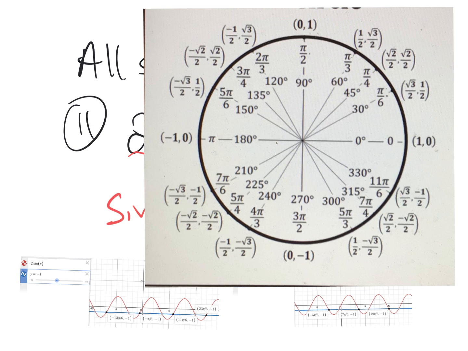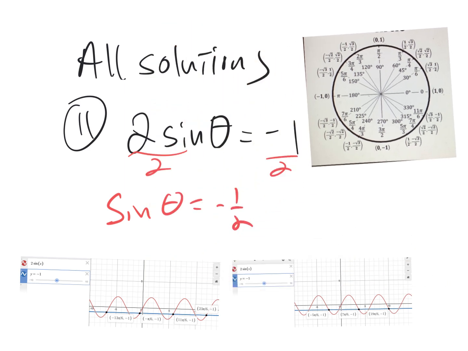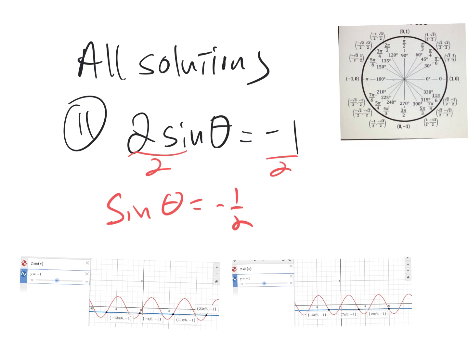So I see an answer of 7 pi over 6. And I see another answer of 11 pi over 6. Those are the two places where the sine's equal to -1/2. So we've got that. Let's come back here. But that just addresses between 0 and 2 pi. So what did I say? 7 pi over 6 and 11 pi over 6.